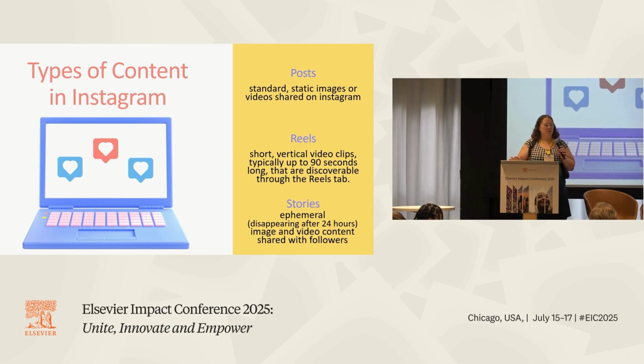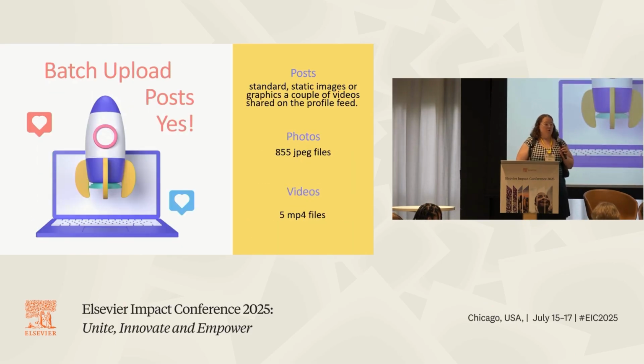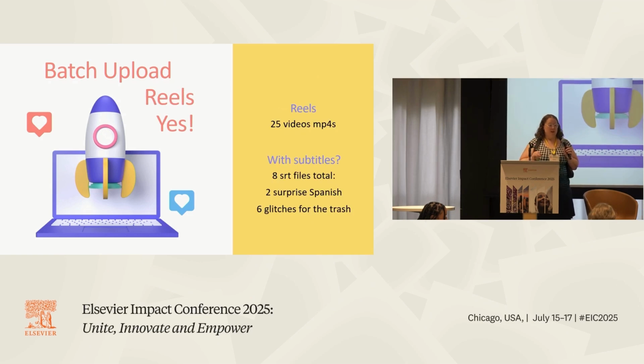Stories are the most ephemeral of the kind of things you can put up. Reels are movies. They're usually vertical. Maybe they can be 3 minutes now. And posts are just kind of static images unless they're animated. So do I want to batch upload posts? Yeah, I do. My library had 855 JPEG files and 5 MP4s in our posts. And I was like, all right, that looks cool. For reels, we had 25 video reels.